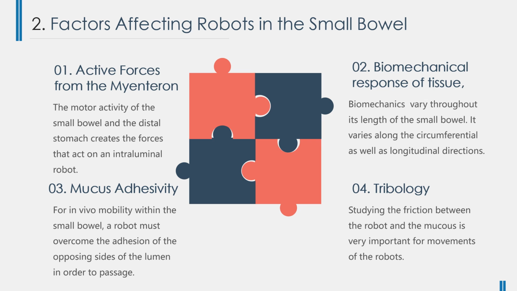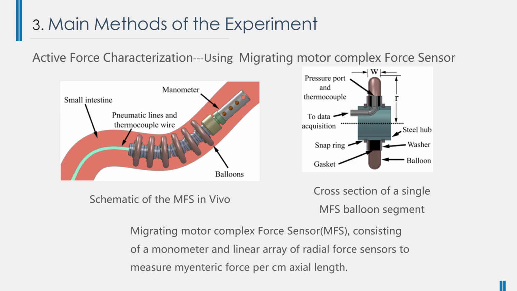Studying the friction between the robot and the mucus is very important for the movement of the robots. The following devices were used in a single live porcine model. The figure shows the migrating motor complex force sensor in vivo. This device consists of a temperature sensor, manometer, and an array of custom natural latex rubber force sensor balloons that expand to the nominal inner diameter of the bowel.